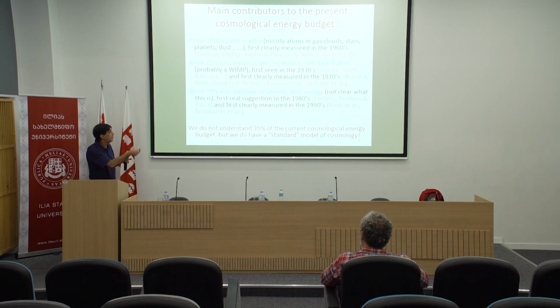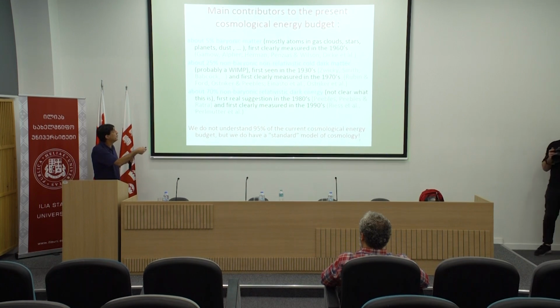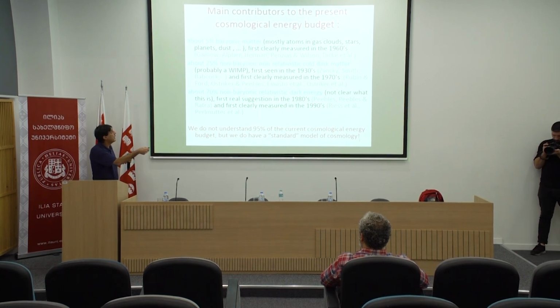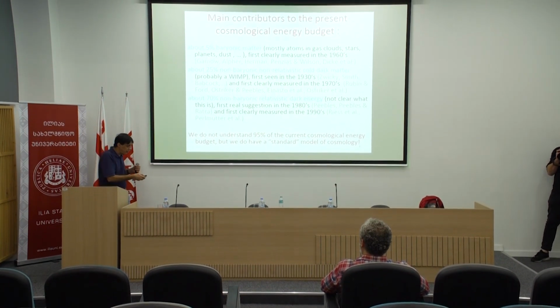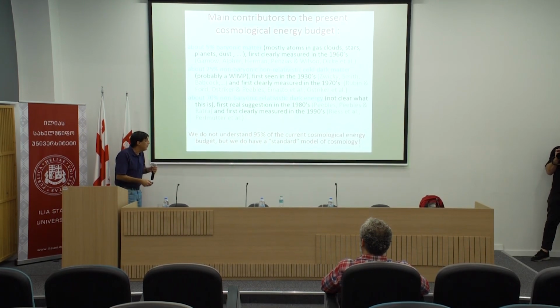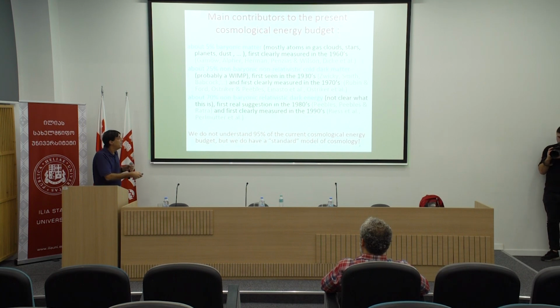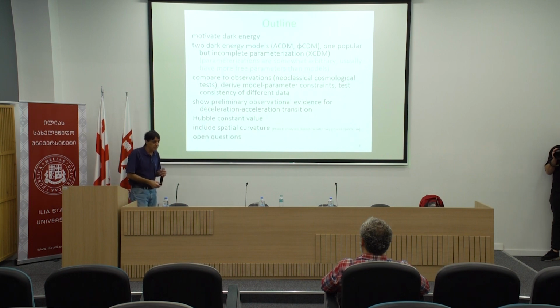It's the biggest contributor to the energy budget now, at about 70%. 25% is dark matter and 5% is ordinary matter. So we basically don't understand most of the stuff out there now, 95% of it, but we do have a standard model for cosmology that works pretty well.